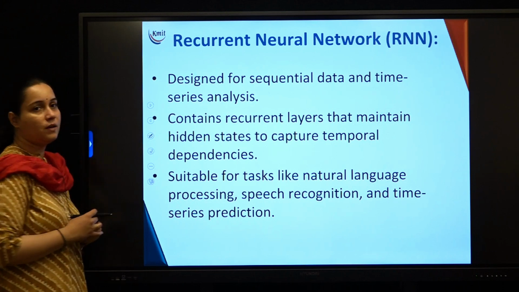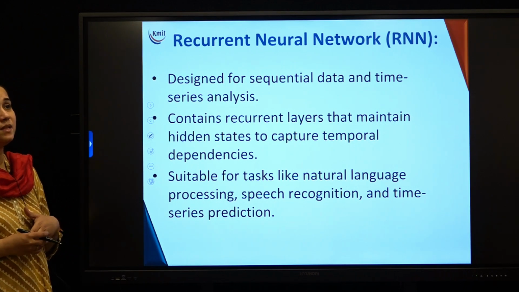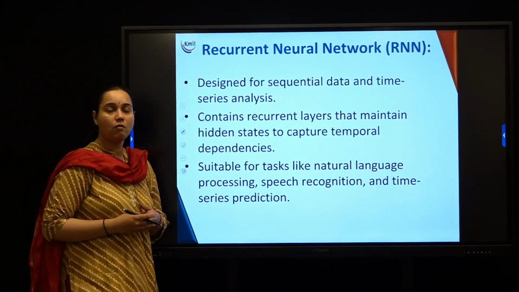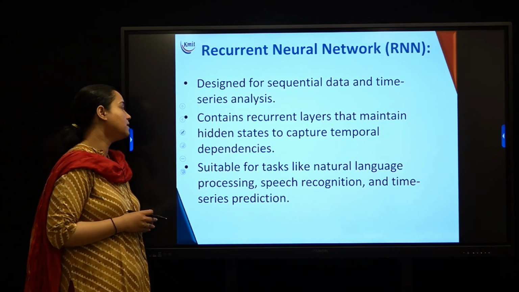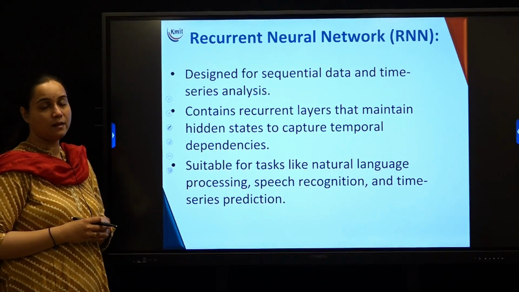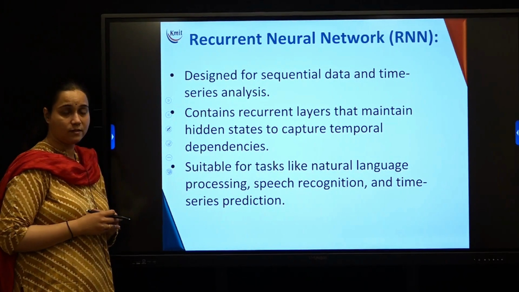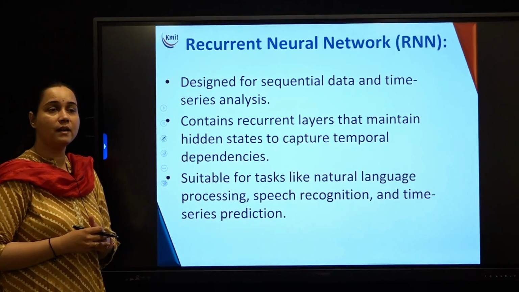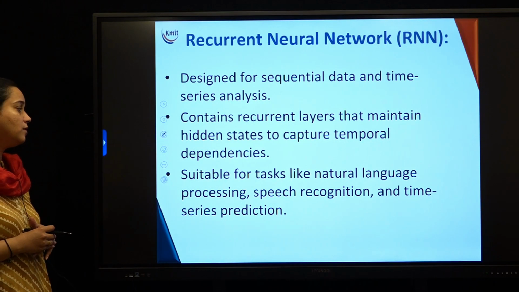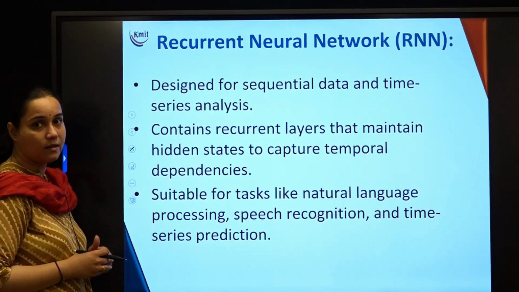Next is the recurrent neural network, or RNN. We use it when you are working with sequential data, like text, speech, a huge corpus, or caption generation. All of these places you are going to go for RNN. It is designed for sequential data and time series analysis. Wherever your data is dependent on time, in that category you will be using RNNs. It contains a recurrent layer that maintains hidden states to capture temporal dependencies. That means it has a separate strategy to deal with data which is dependent on time. It is suitable for tasks like NLP, natural language processing, speech recognition and time series prediction. All these places you will be using RNN. Again, RNN is covered in detail in our syllabus and we will be seeing that.